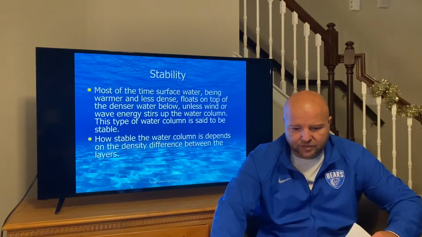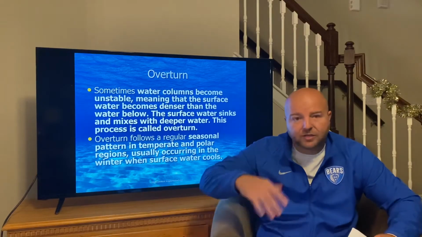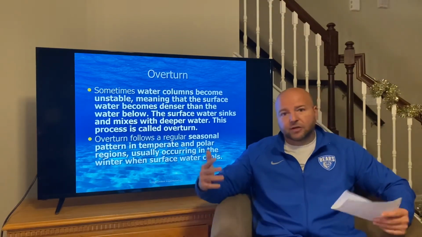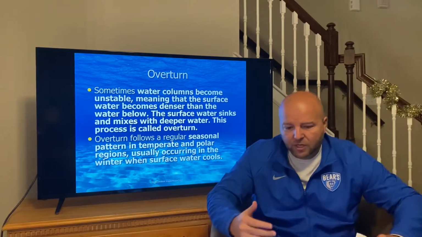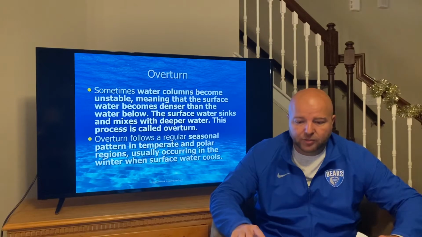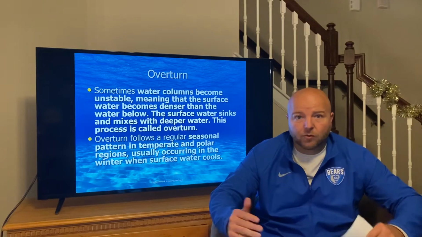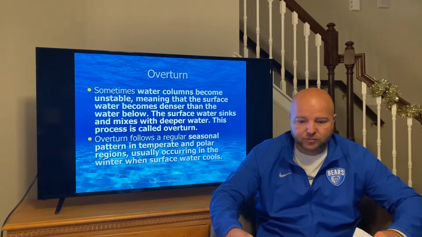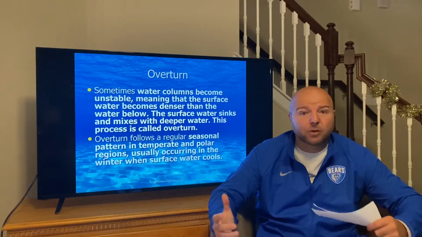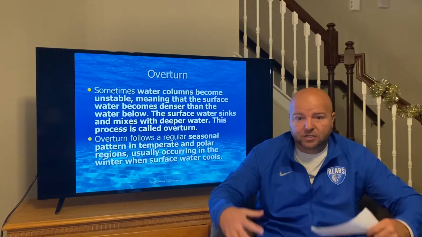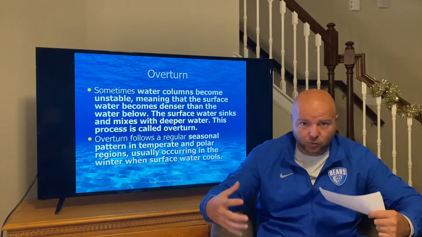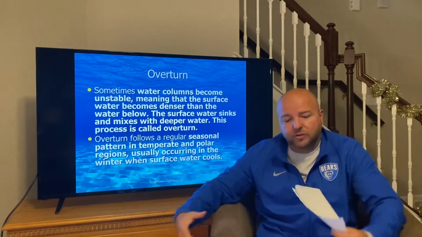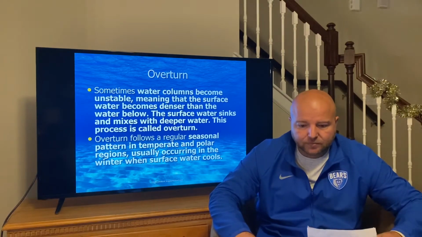Yeah, so we've already done some of this before. We're not worried about stability. So here we get to overturn. Overturn is our next section on the study guide. So sometimes water columns become unstable, meaning that the surface water becomes more dense than the water that is below it. This is going to be usually because of maybe cold temperatures. So as the water gets colder, it's getting more dense, and it becomes more dense than the water below it, which is going to cause it to sink down.